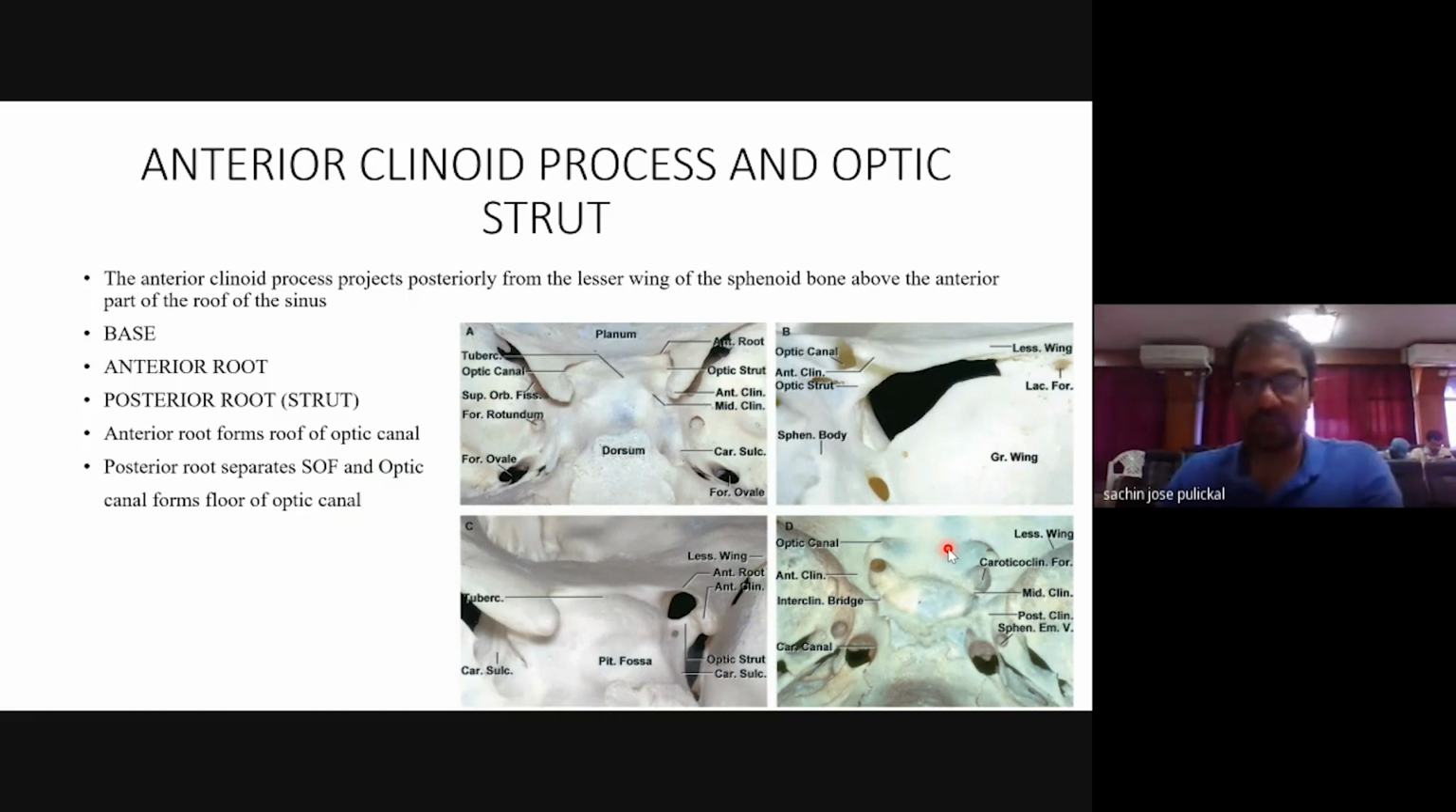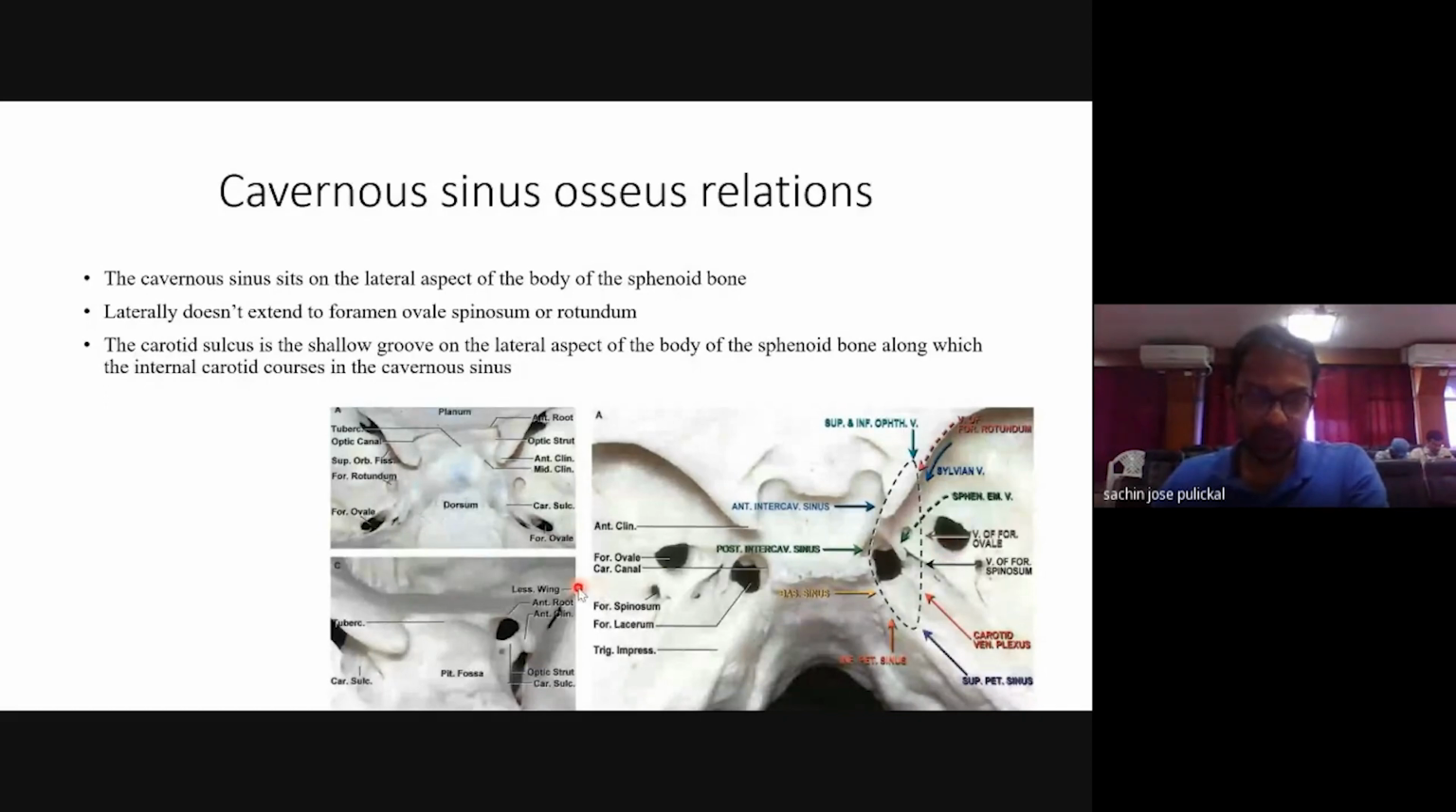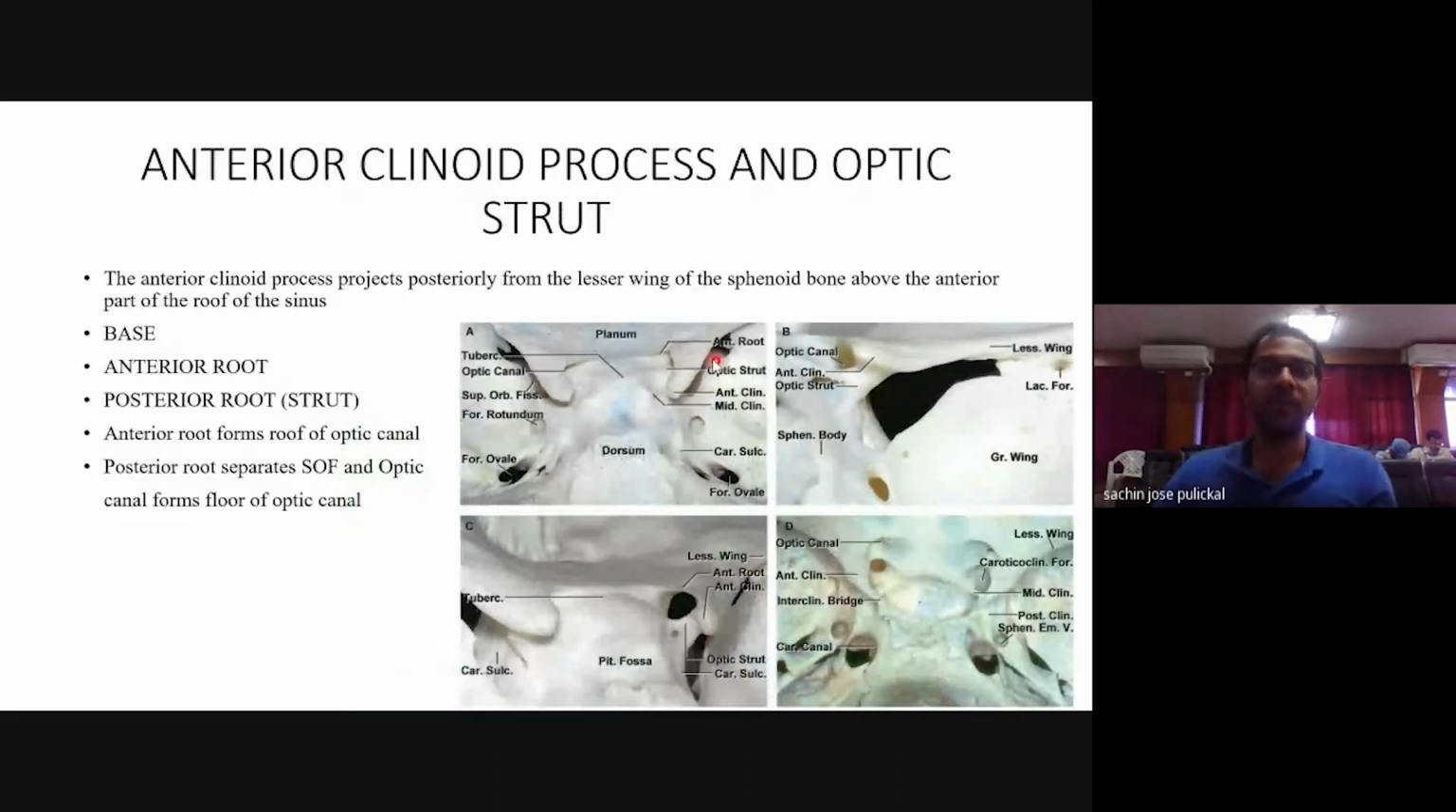The anterior clinoid process is a very important bone which is related to the lesser wing of sphenoid and the cavernous sinus. This is the lesser wing of sphenoid, which we expose in most of our craniotomies. As you trace it medially, it ends in a triangular piece of bone called the anterior clinoid process. It is a pyramid-like triangular piece of bone with a tip, a base, an anterior root and a posterior root. It extends as the medial part of the lesser wing of sphenoid.